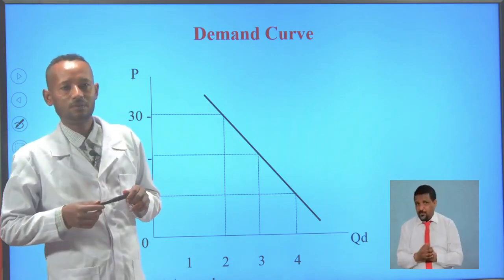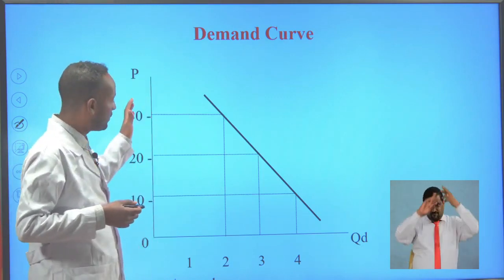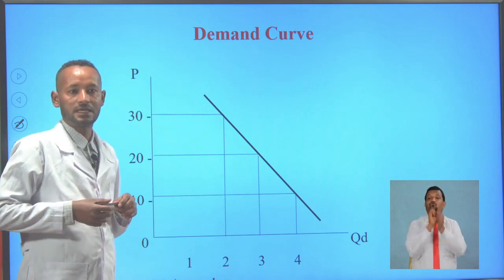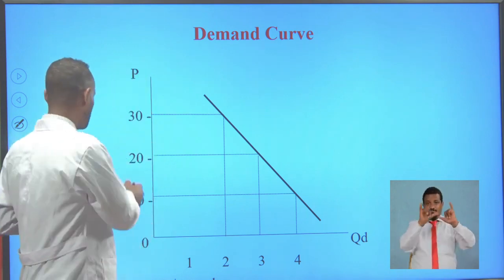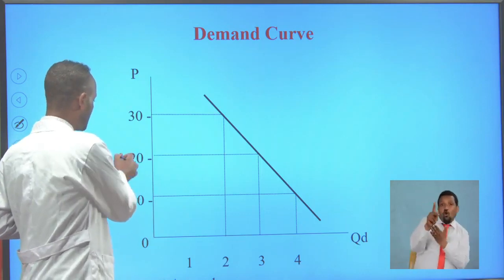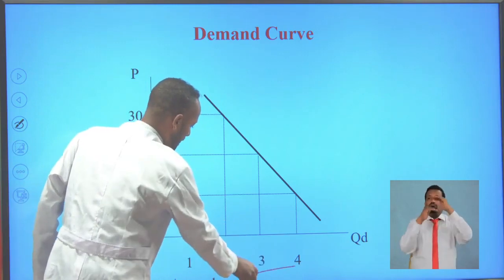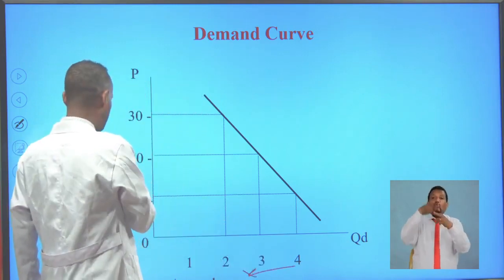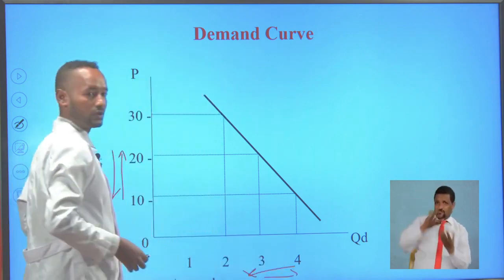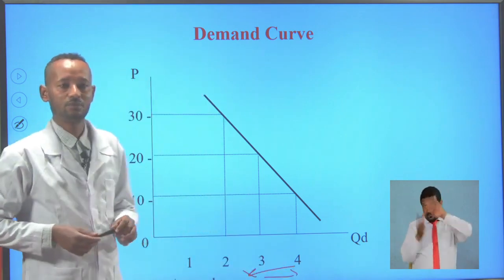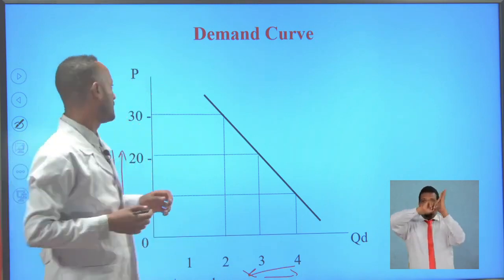The slope of the demand curve is negative because there is an inverse relationship between the two variables entered in the x and y axes. That means as the price of a kilogram of orange increases, the quantity demanded for oranges will decline, and as the price of a kilogram of orange decreases, the quantity demanded for oranges will increase. So due to this inverse relationship between price and quantity demanded, the slope of the demand curve is always negative.